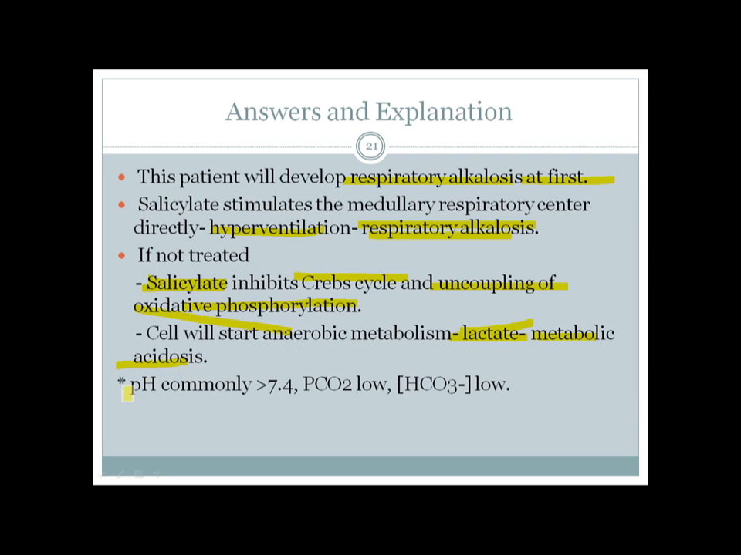So in an untreated patient with aspirin overdose, pH is commonly increased because the primary disturbance is a respiratory alkalosis. The partial pressure of carbon dioxide will be low because you will have already lost a lot of carbon dioxide from your lungs through hyperventilation. But ultimately you will have a decrease in bicarbonate also because you have developed a lactic acidosis.